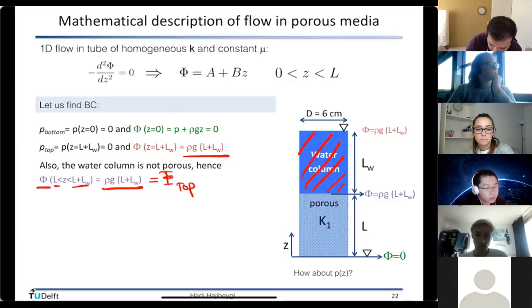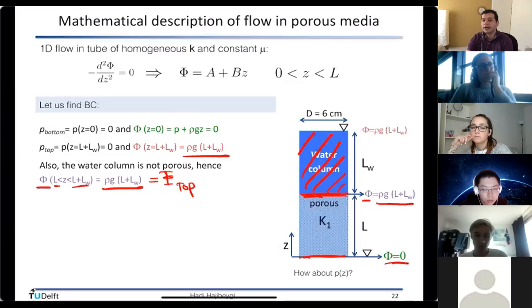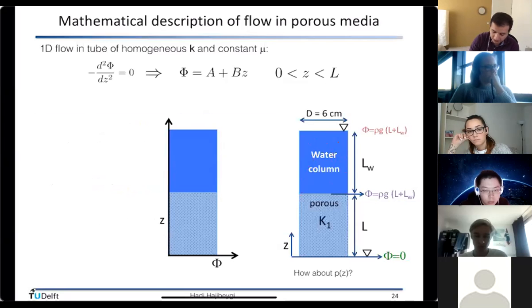Now, what about between this? Between Z is 0 and Z is L, we have porous medium. The potential at the center point, in the section between porous and water column, is rho g times L plus LW. Now between this value and 0, you are going to have a potential drop. So how would this look like at the end of the day?